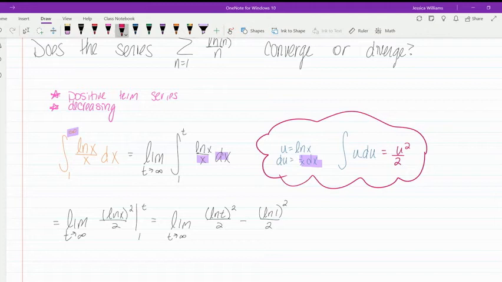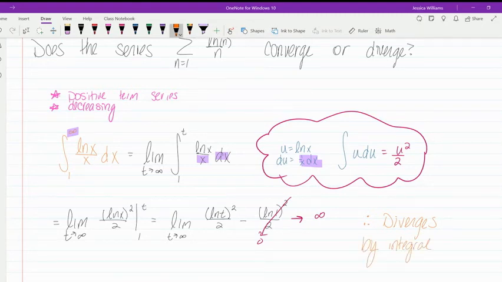So for this problem, the natural log of 1 is 0. So that's just 0. That's not exciting. The natural log of infinity is going to infinity. Because the integral goes to infinity, the series diverges. If it were to converge, if the limit were to approach a value, then we would say converge. So this one diverges by integral test.